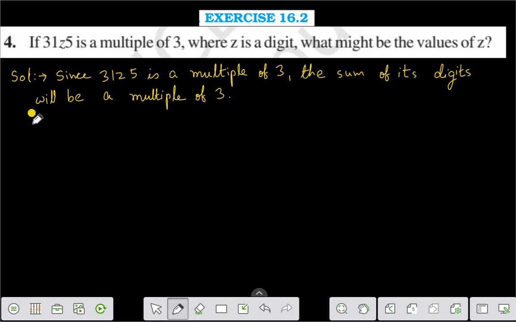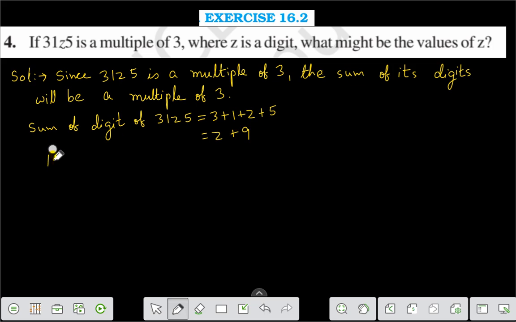That is, the sum of digits of 31z5 is equal to 3 plus 1 plus z plus 5, and that is equal to z plus 9. Here z plus 9 is a multiple of 3.